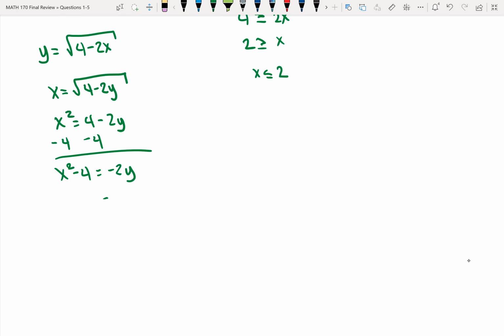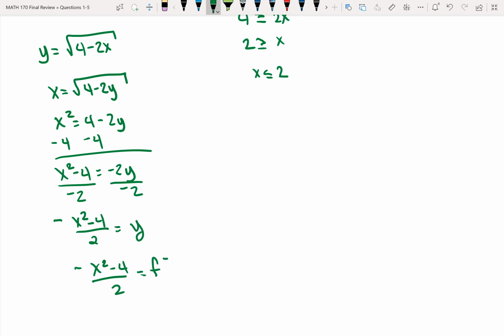Let me go ahead and write that step. So I have the opposite of x squared minus 4 over 2 is equal to y. And then I just change this y. So I have negative the quantity x squared minus 4, over 2, is equal to the inverse function of x.